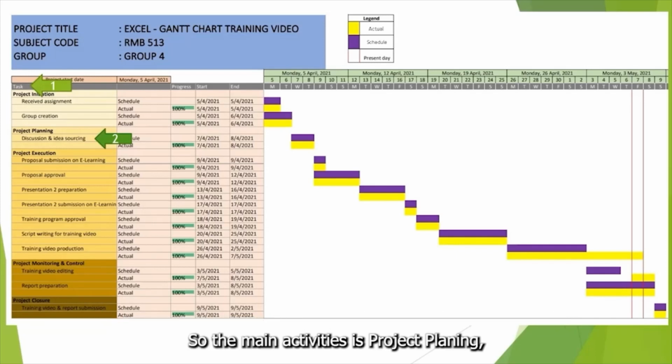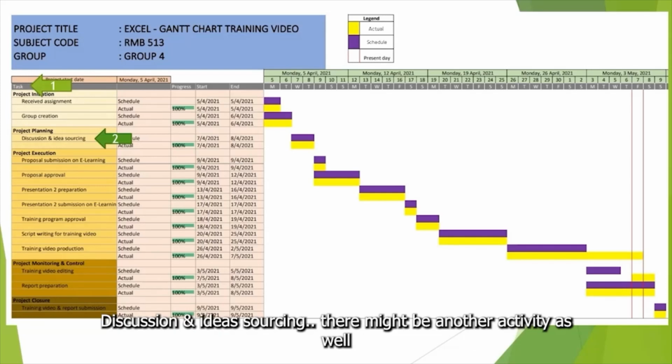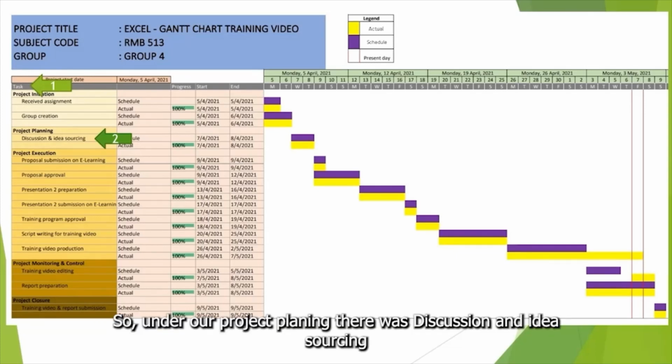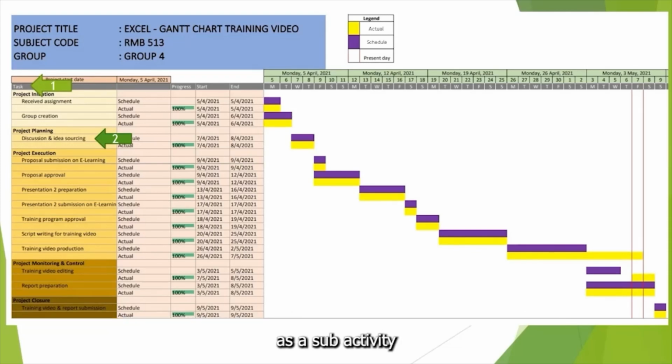So the main activity is project planning. Second, inside the main activity, there's discussion and idea sourcing. There might be other activities as well, but as for now, this is based on our previous assignment and our previous project. So under our project planning, there was discussion and idea sourcing as a sub-activity.